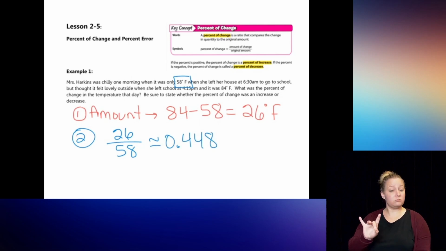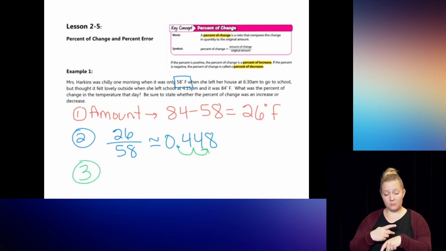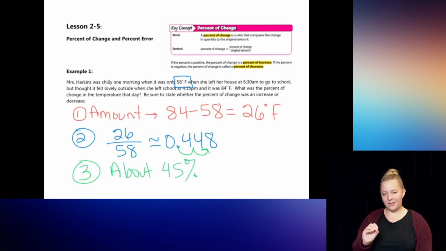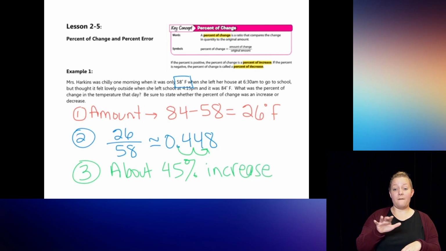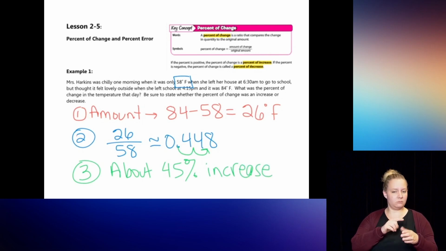So when I convert it to a percent to get my final answer, it's multiplying by 100. So after that 44 is an 8, so I'm going to say it is about a 45%, because that 8 tells me to round up. And it was an increase in the day because it went from 58 degrees to 84 degrees. Now I'm going to check if my answer makes sense. 50% means half, and half of 58 degrees would be 29 degrees. So if it went up 29 degrees, that would be a 50% increase. And I see here that it went up 26 degrees, just a little bit less than that. So my 45% makes sense.